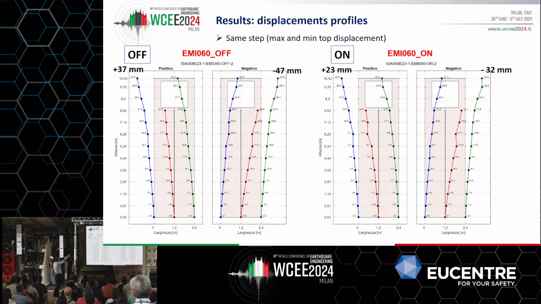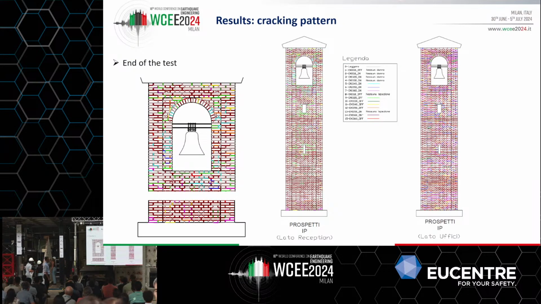You can see just an example in the case of 16% of the ground motion, with the AMD off and on. You can see here a displacement of 37 millimeters and 47 millimeters, but when it is on, the displacement reduces between 2 and 1.5 times. So this is good. And also the displacement shape is more uniform, but when it's off, there is more concentration of deformation in the top part of the tower.